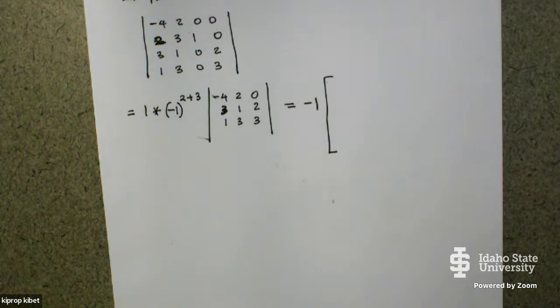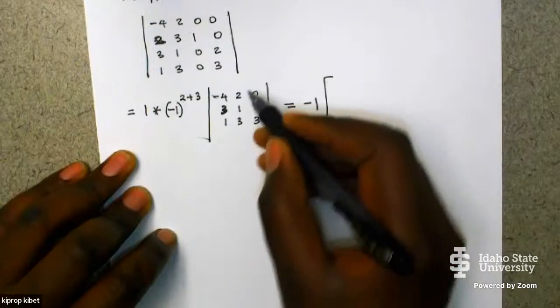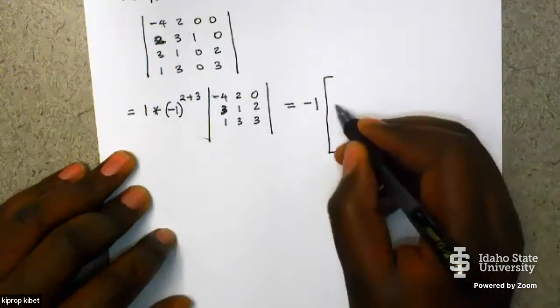Now, which one has as many zeros as possible? We can either use this or use this. So let's use this, okay? Let's use the third row there. So let's delete this. So in this case, this will be 0. So we ignore that. Then we come to 2 here.